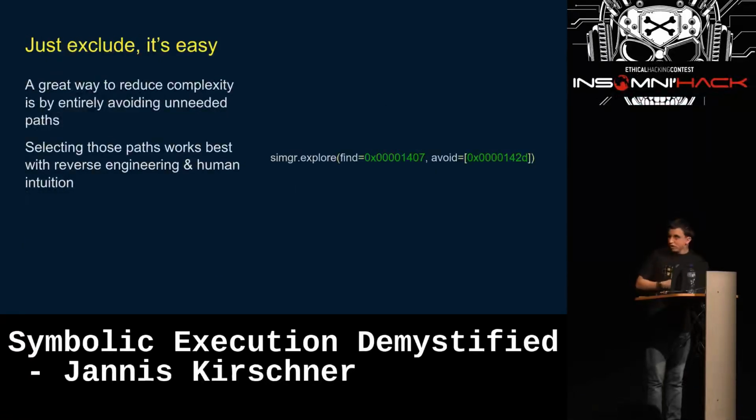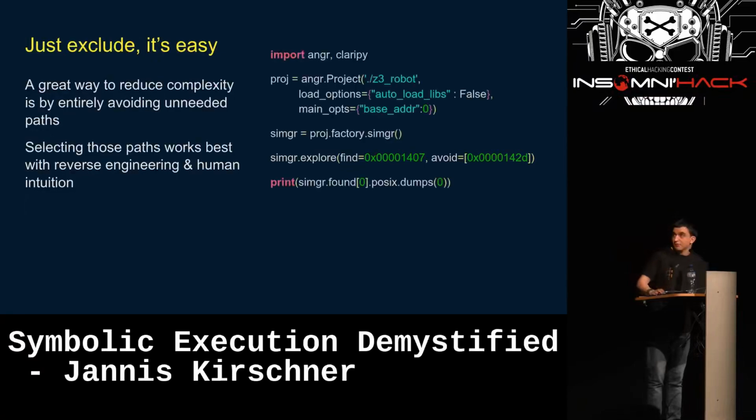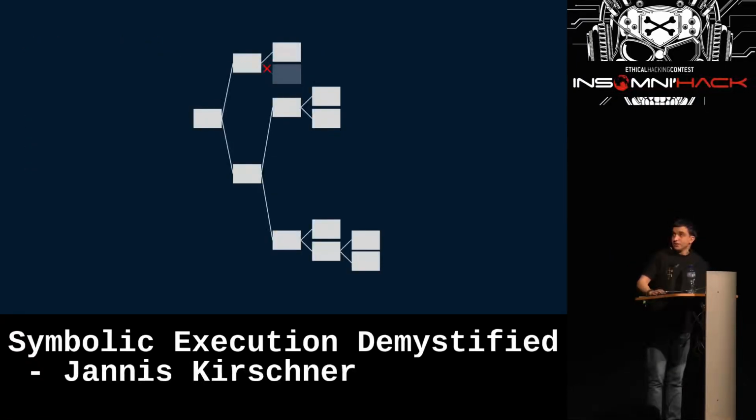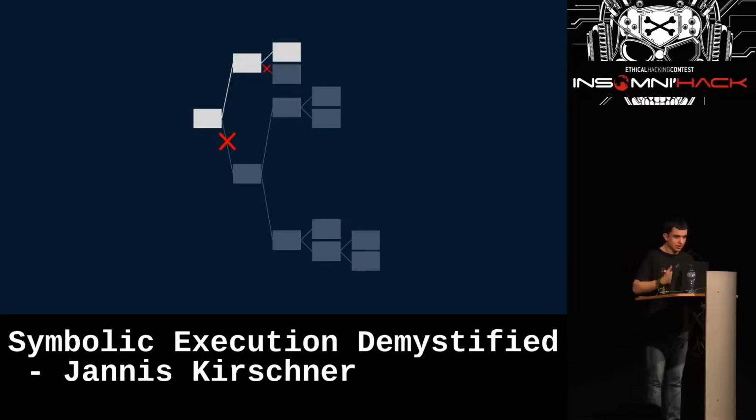But fear not, you can just exclude addresses or exclude the data in standard out as we did before, provide it to the symbolic execution framework, and it will try to avoid it. This works best if you manually reverse engineer the binary, if you manually cut out paths that you're not going to need. It's really cool because that way you can guide your symbolic execution framework into the direction of where you actually want to search, instead of exploring every other stuff that you don't even need at all.